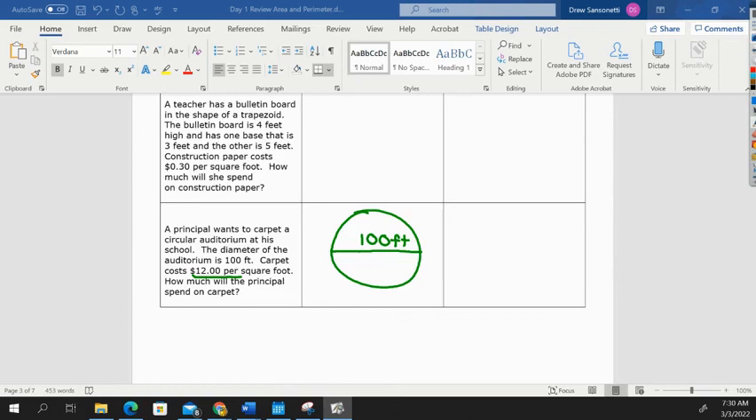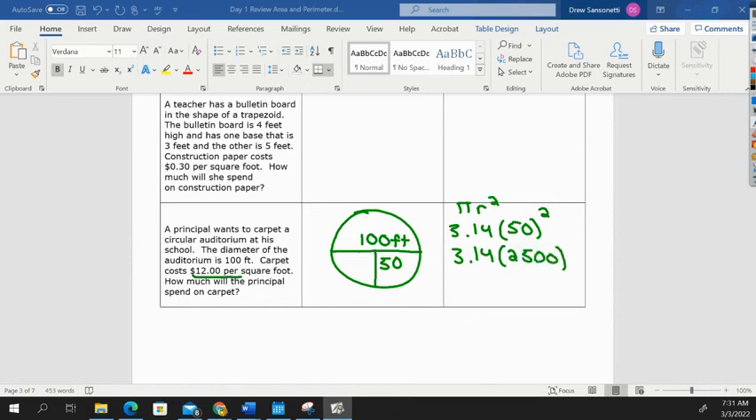So let's go ahead and do this. Now, if you're going to do the carpet, you always have the carpet on the inside. So that would be area. So we have to find the area, which remember, that would be pi r squared. So we're going to do 3.14 times, now, if the diameter is 100, halfway across, the radius is 50. So times 50, because that's the radius, squared. So first, using our order of operations, we're going to square 50. 50 times 50, I get 2,500. So you have to do 3.14 times 2,500.